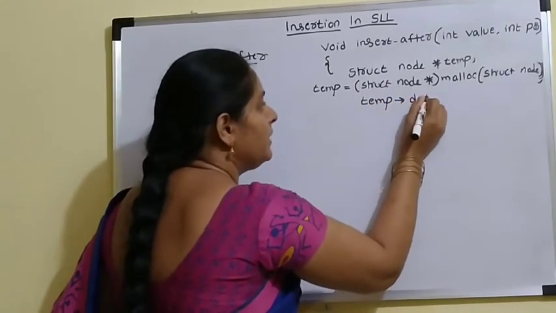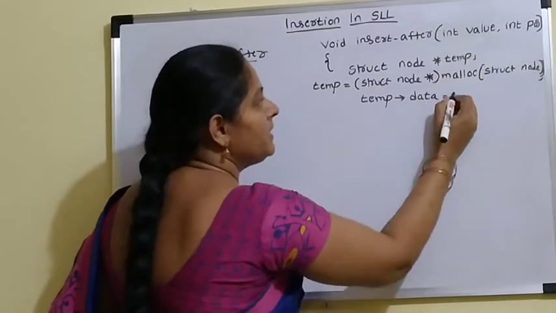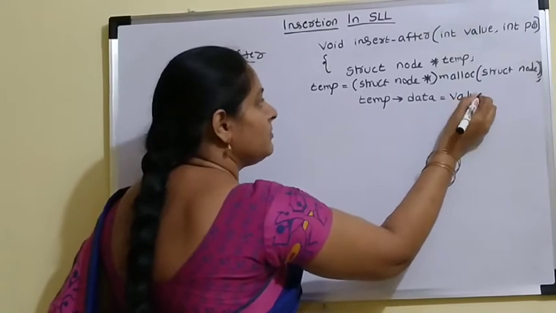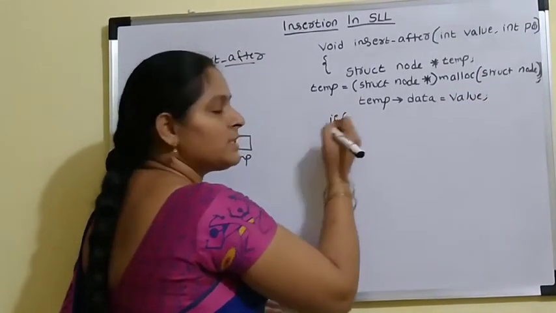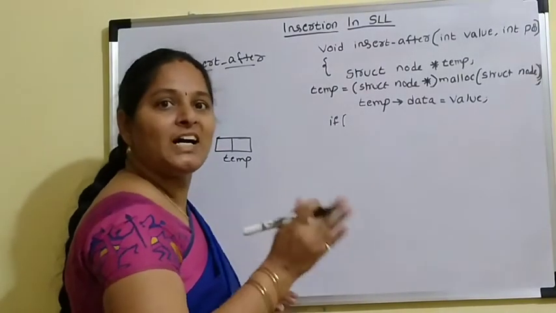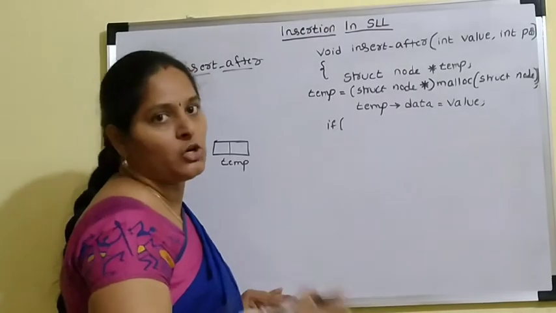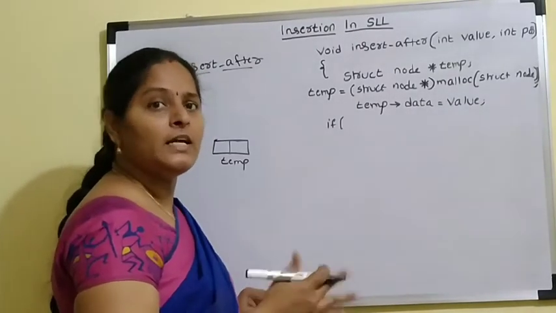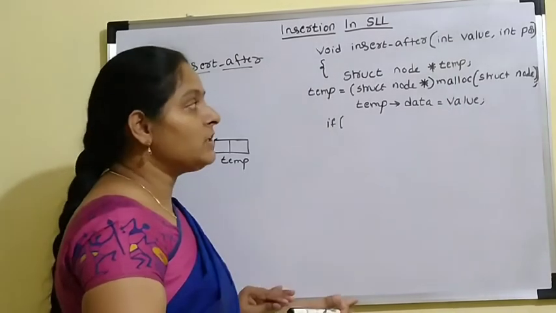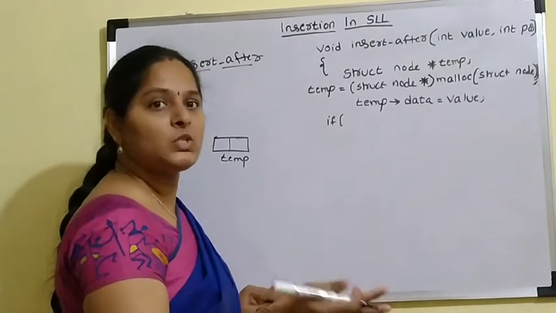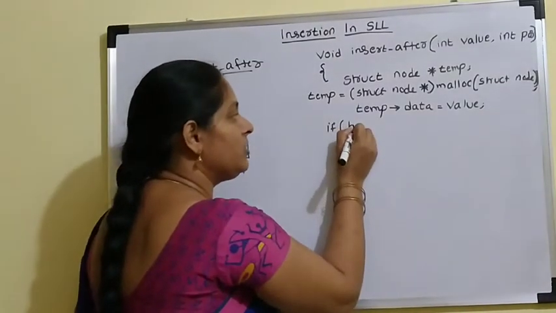Now store the data in the data portion of the temp. Temp data equal to, so what data we need to insert? Whatever value you are passing here, that value. As usual, before inserting the node in the middle position or at the after position, first we need to verify whether the list is empty or not. If the list is empty, nothing to be searched. Whatever node you are inserting, that node will be the first node as well as the last node. So check whether the list is empty or not.